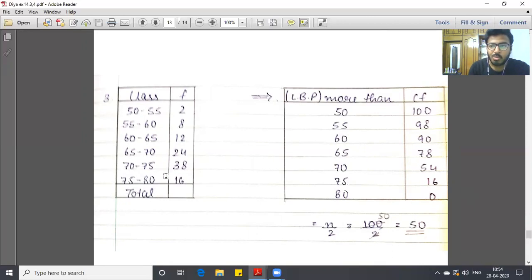80. Okay, in more than, if you want 0, it will be the last. In less than, what will happen? It will be at the top, the first one. In more than, it will be at the very last. So in the same way here also, n upon 2, 100 upon 2, how much is it?